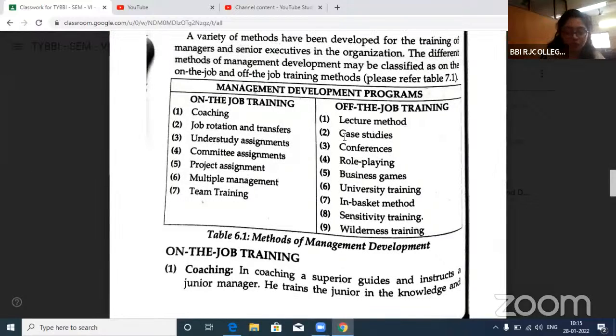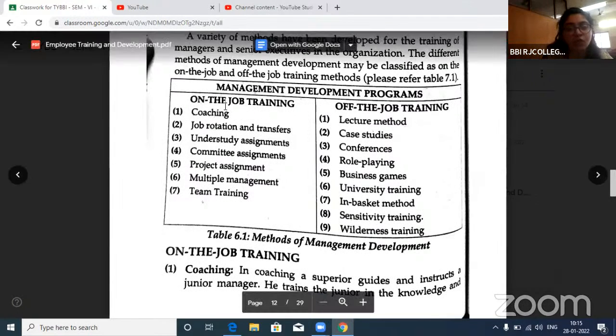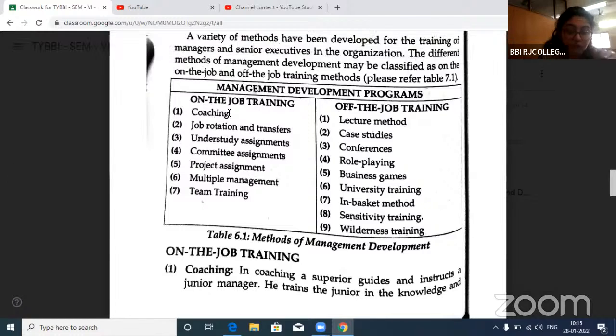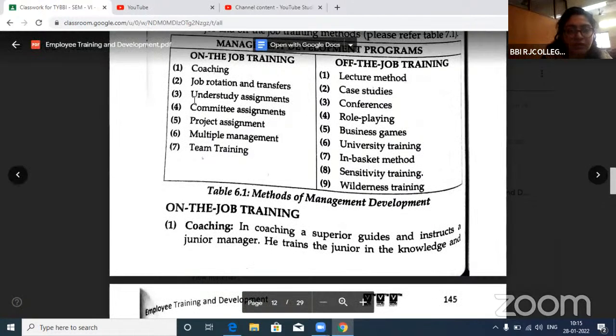When I say on the job training, what do you mean by on the job training? Ma'am, working hours. On the job means during the job. And off the job means? Ma'am, after the working hours. After the job or not in the place of the job. Okay, somewhere else. So on the job means while being at the place of the job. There are 7 such methods for on the job, and for off the job you have 9 such methods.